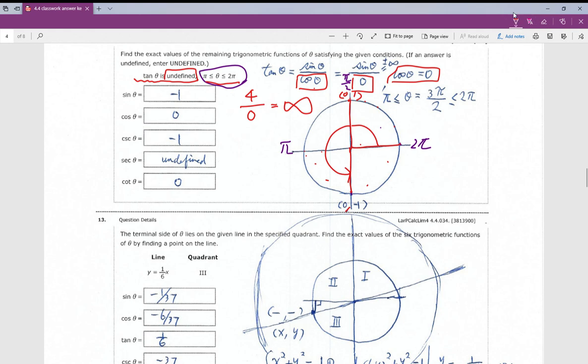And then the angle will be 3 pi over 2. This is pi over 2. This is 2 pi over 2. So this is 3 pi over 2. Or we say this is 90 degree. This is 180 degree. Another 90 degree will be 270 degree. So you can just count.